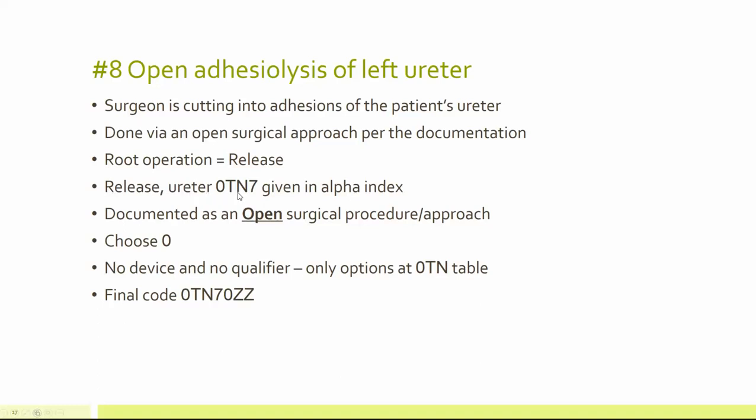We get 0TN7. We move to the 0TN table. We have our body part value. Our next choice is for surgical approach. It was documented in our clinical information as open. We choose 0 at that table, at that row. There's no options other than Z for device and qualifier. So our final code is 0TN70ZZ.